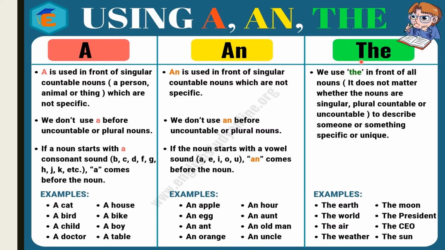Here I am telling you the rules of the. We use the in front of all nouns. It does not matter whether the nouns are singular, plural, countable, or uncountable, to describe someone or something specific or unique. Examples are the earth, the world, the air, the weather, the moon, the president, the CEO, the sun, and so on. Some more rules are there. Let's understand that also.